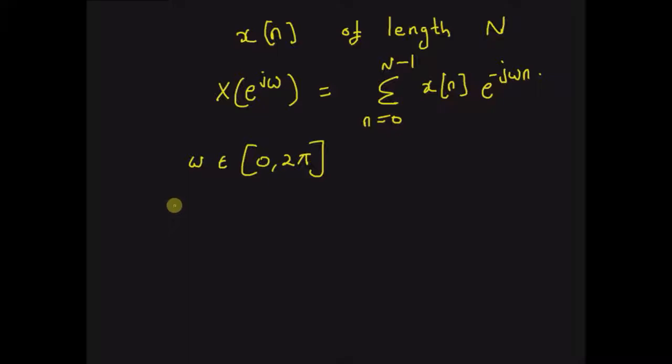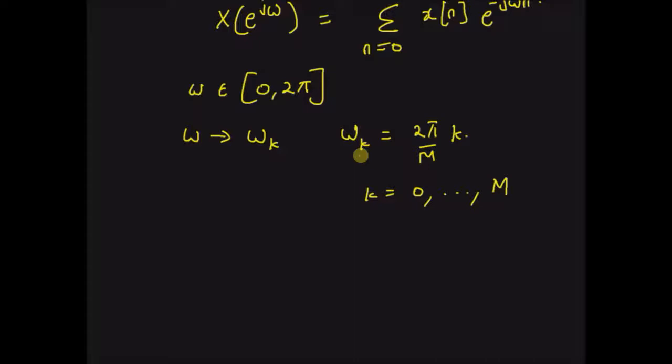So for implementation in a digital computer, we need to discretize this omega as omega k, where omega k can be defined as 2 times pi by M multiplied by the index k, where k is from 0 to M. That is, for k equal to 0, omega k is 0, and for k equal to M, omega k is equal to the final value 2 pi. We are basically making this interval of infinite possible values into an interval of finite possible values, that is, an interval of M plus 1 values.